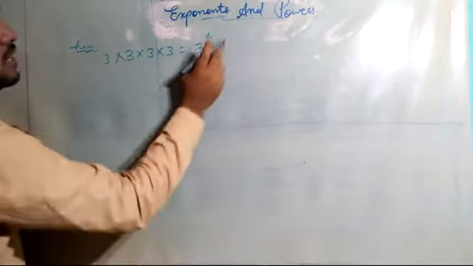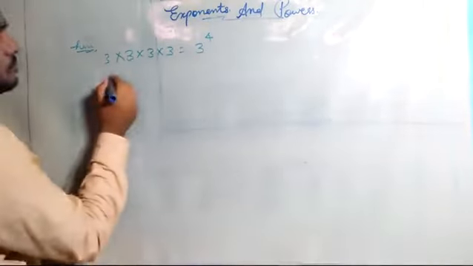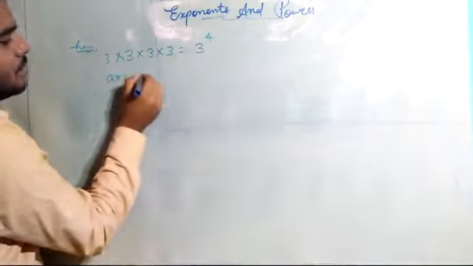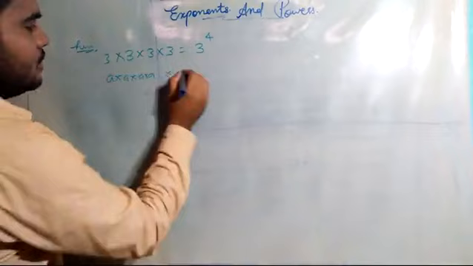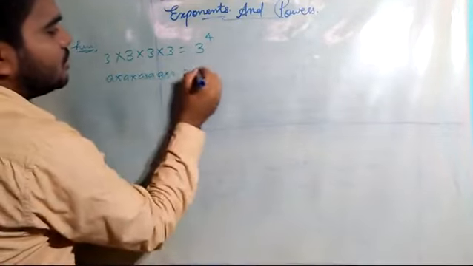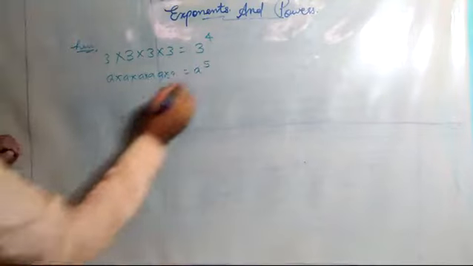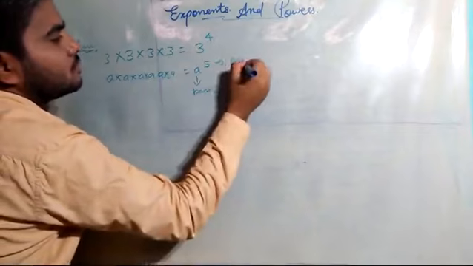Now here I will be discussing 3 into 3. If it is 4 times, then it will be 3 raised power 4. Now if I have a multiplied by a multiplied by a multiplied by a, and one more time, let me write, so it will be a raised power 5. Here a is my base, as you know. This is my exponent.